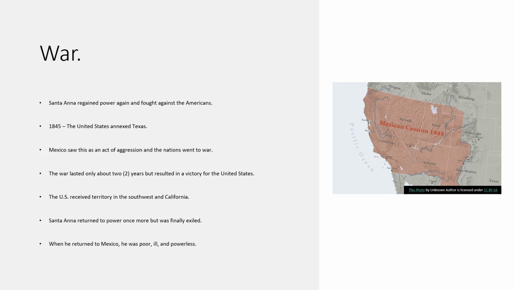As a result of this, the United States received territory in the Southwest and California, what we consider today, like we said, California, Nevada, Utah, parts of Colorado, parts of New Mexico, and parts of Arizona. But you can see on the map there kind of what Mexico gave up.